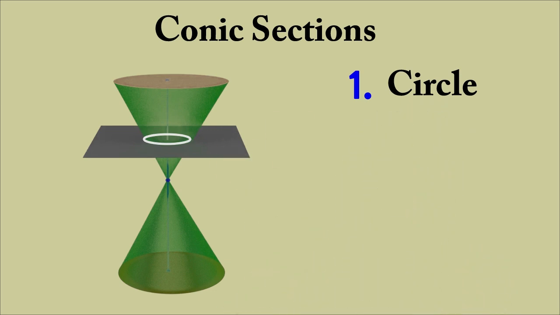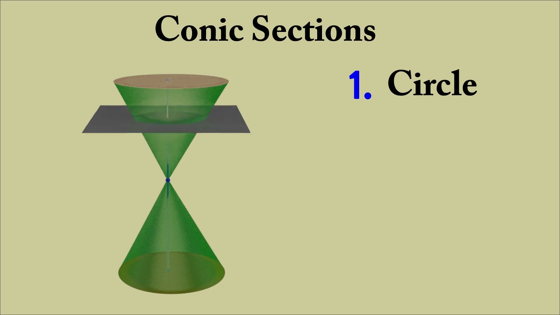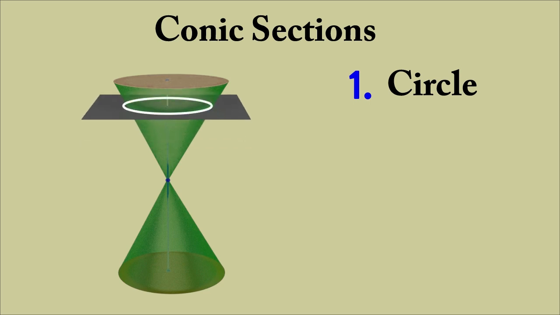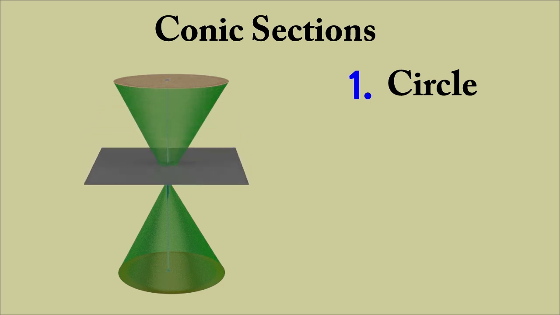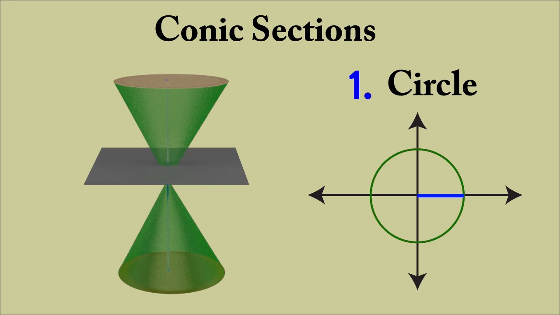Sorry for the interruption. I was talking about a circle. The further the plane from the vertex, the greater will be the circle. The closer the plane to the vertex, the smaller will be the circle. A circle is a shape whose all the points on the circumference are equidistant from the center.